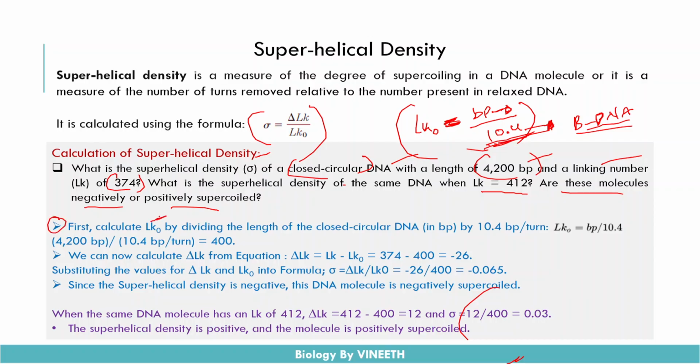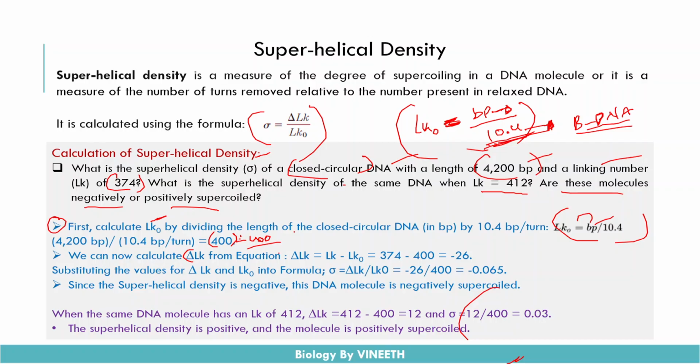First we have to calculate the initial linking number, which is the base pairs divided by 10.4. The total length of the closed circular DNA is 4200 base pairs. If I divide the length of the DNA by 10.4 base pairs per turn, we get a value of around 400. So the initial linking number will be 400, and the actual linking number is 374 here.